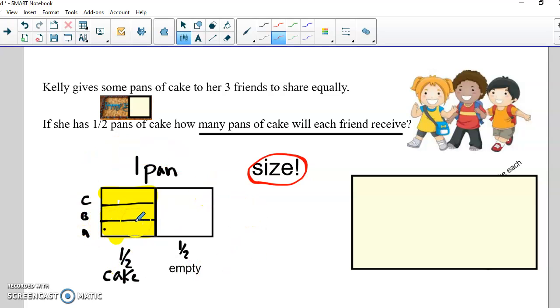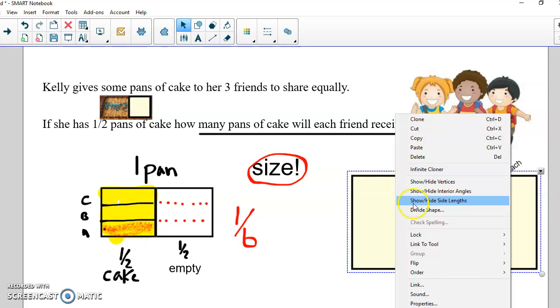So if I think about person A, and I want to know what size piece this is of the whole pan, well, I need to cut the whole pan, even though it's not there. So I'm going to go over. And now that I've cut the entire pan, even though this part's empty, it's like invisible cuts, now I can see that person A will get 1/6 of the entire pan of cake.